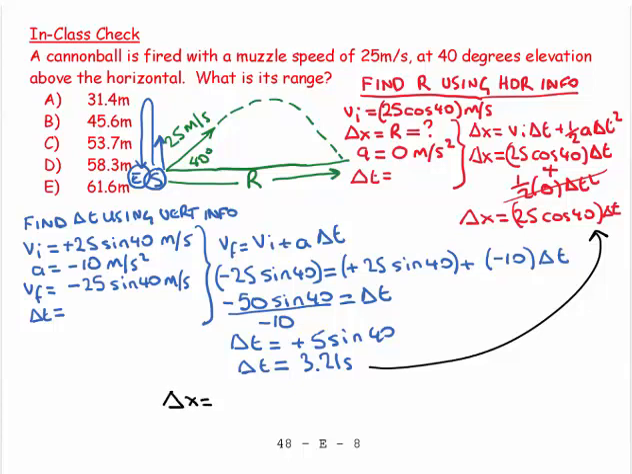Delta x is equal to 25 cosine 40 times 3.21, which equals, check you're in degrees, 25 cosine 40, enter, times 3.21 equals 61.5. I have 61.5 meters and positive.